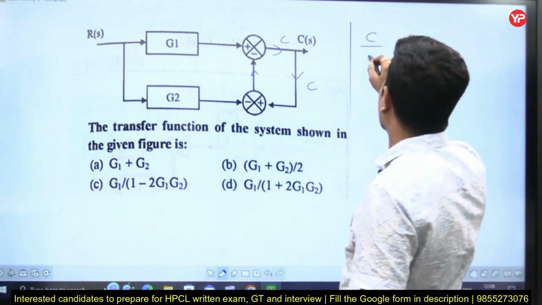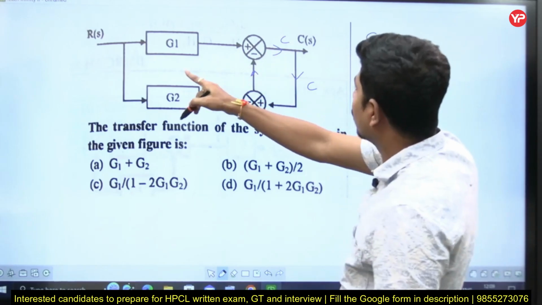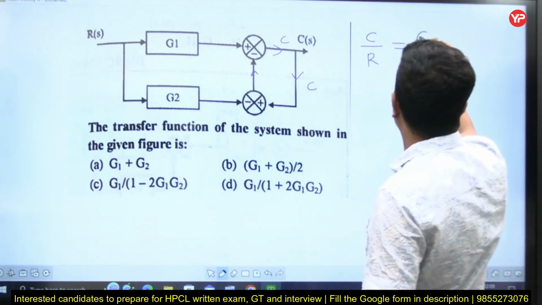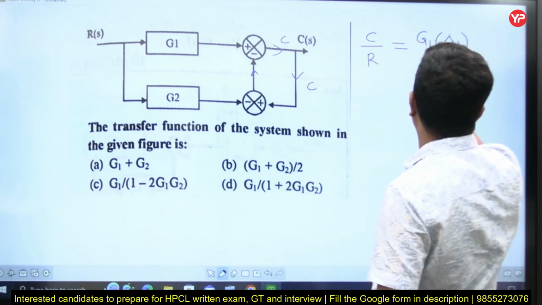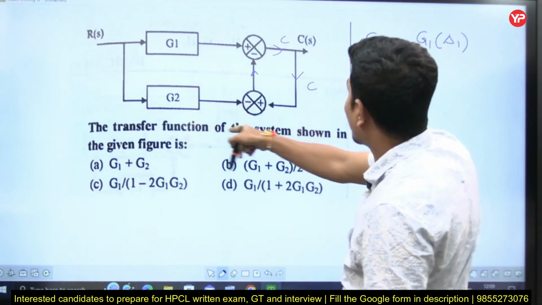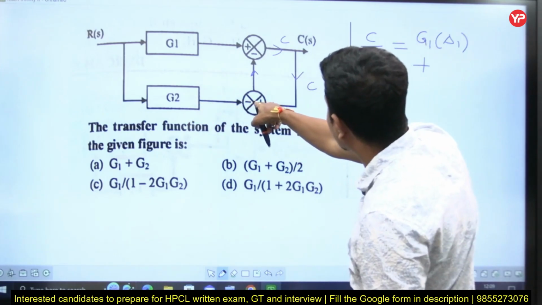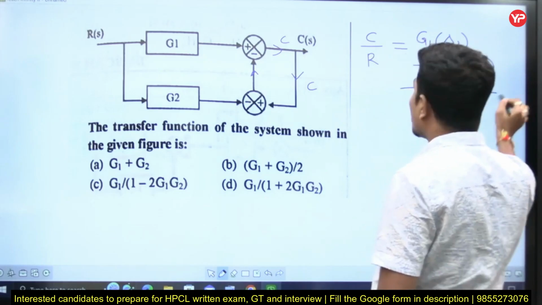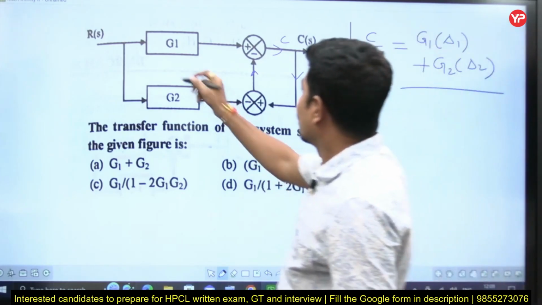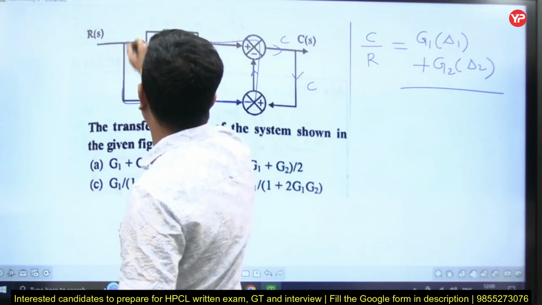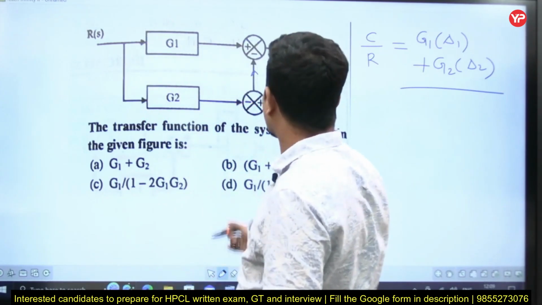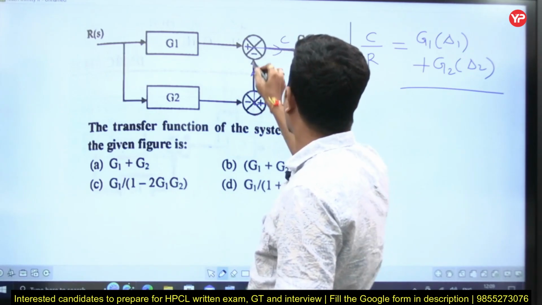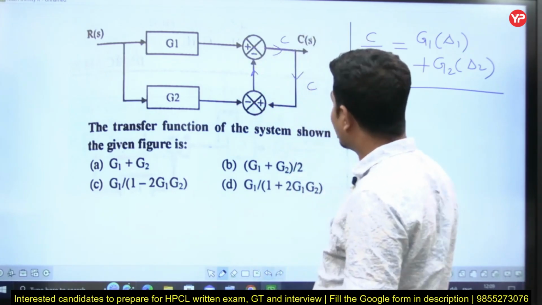What is C by R? How many forward paths are there from input to output? There are two forward paths. First forward path is G1 into delta 1 plus second forward path is minus, see, G2 into minus 1 into minus 1, that is plus G2 into delta 2. Now how many loops are there? So this will not form a loop. Why? Because the arrow is opposite. But I can say this will form a loop. There is one loop.